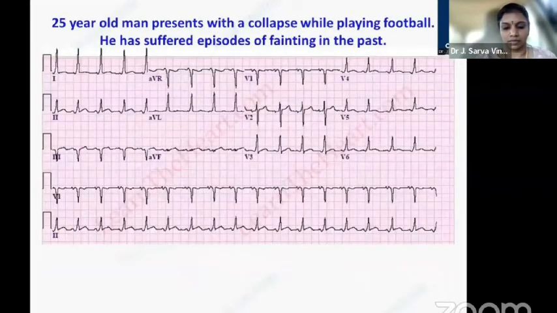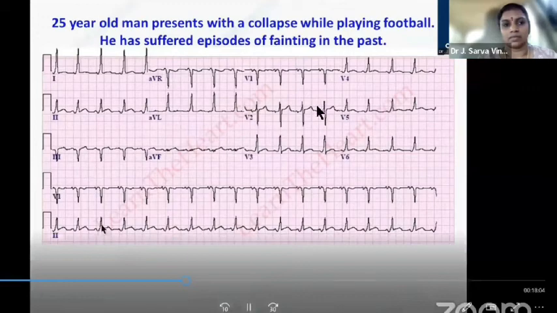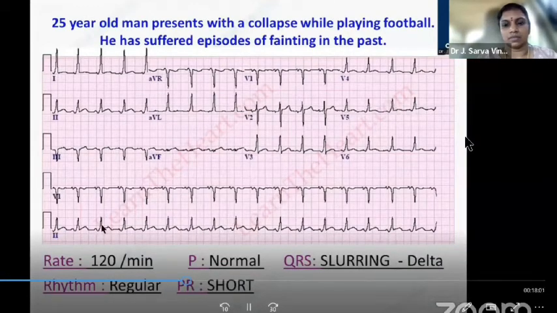So now we have to concentrate on the rate, rhythm, P wave, and the PR interval. So what about the rate? It seems to be like tachycardia. Rhythm, there's a P followed by a QRS complex, and the PR intervals are occurring at regular intervals. So the rhythm is regular. And what about the PR interval? The PR interval is very short, and we can see a slurring of the QRS complex. So this is the pathognomonic sign of WPW syndrome.